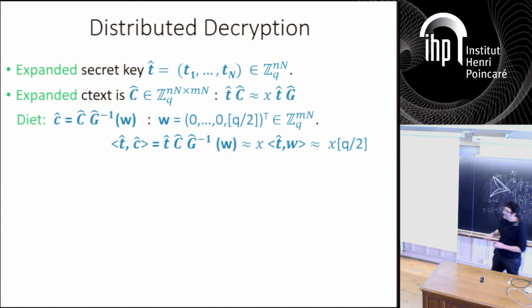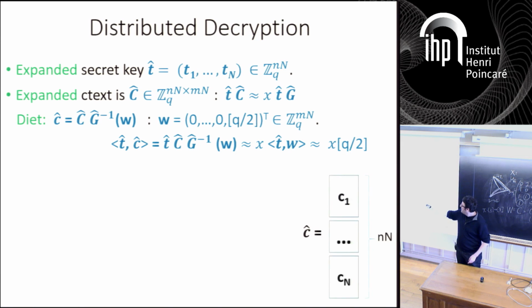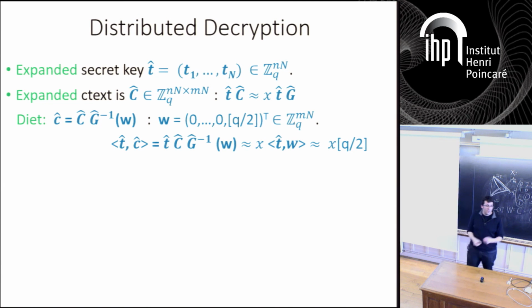Yeah, you're right. This was just an easy way to do it. But the nice thing is now I essentially take my expanded ciphertext, put it on a diet, and get a 1 vector. Then to decrypt that, I just take the inner product of the expanded secret key and the expanded ciphertext, and then round. So I get X times Q over 2. I have to round whether it's closer to 0 or Q over 2 to get X.